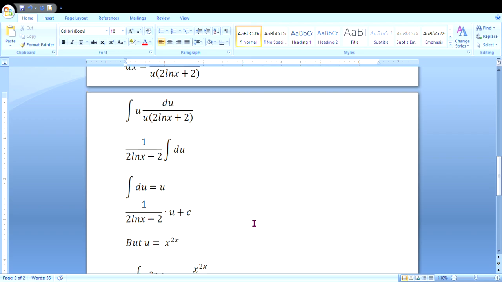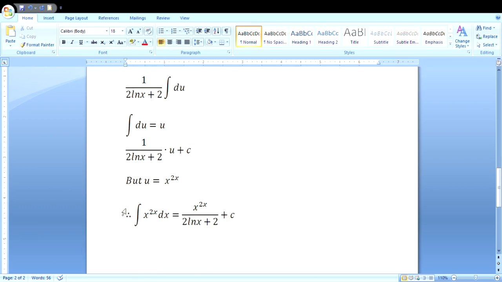You recall that we said initially that u is equal to x raised to the power of 2x, and in place of u here we substitute that, so that the integral of x raised to the power of 2x dx is equal to x raised to the power of 2x divided by 2 ln x plus 2, plus an arbitrary constant. So this is how to find the integral of this. The best approach to this is to use integration by substitution.